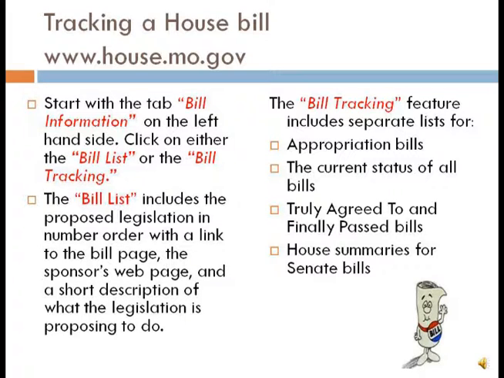Tracking a House bill. www.house.mo.gov. Start with the Bill Information tab on the left-hand side of the home page. Click on either the bill list or the bill tracking. The bill list includes the proposed legislation in number order, with a link to the bill page, the sponsor's web page, and a brief description of what the legislation is proposing to do.